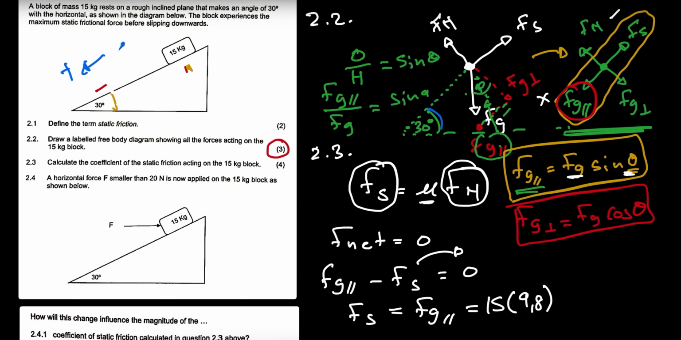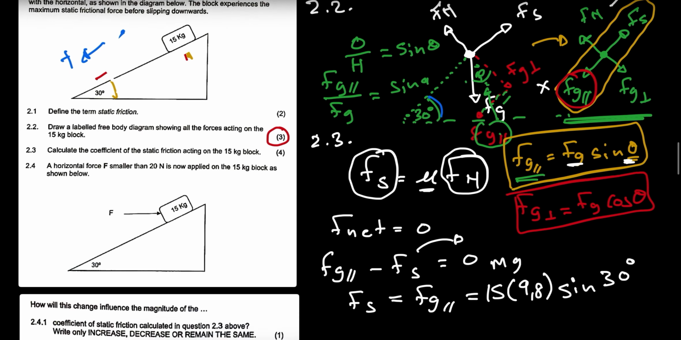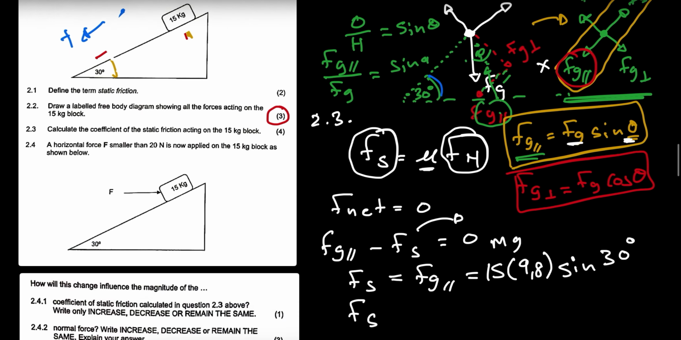That is the gravitational force, the weight. It is mg. And then we have to multiply this with the sine of the angle, which in this case is 30 degrees. So we should now get the static friction by looking at that horizontal dimension. If I punch on my calculator, 15 multiplied by 9.8 multiplied by sin of 30, we are going to get that the static frictional force is 73.5 newtons. So that is going to be the static frictional force.